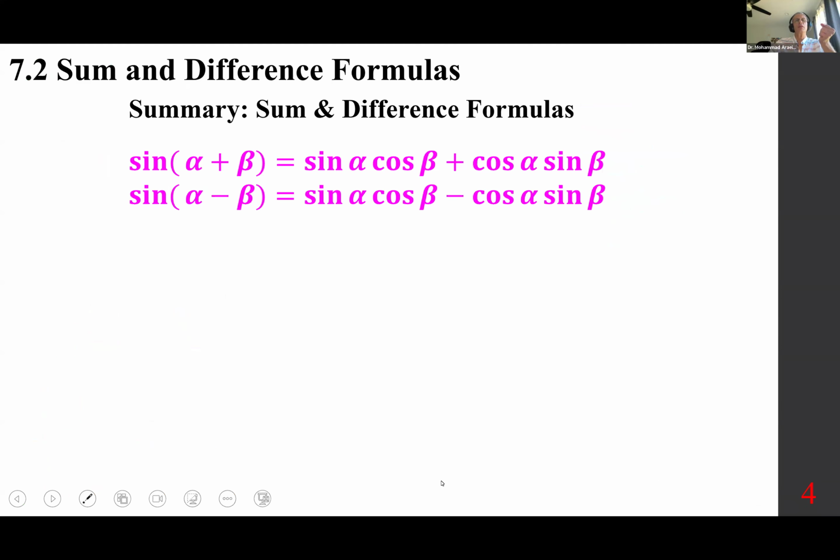Now, here's the summary. Sum and difference formulas. Sine of alpha plus beta is sine alpha cosine beta plus cosine alpha sine beta. And sine of alpha minus beta is sine alpha cosine beta minus cosine alpha sine beta. We have to memorize these formulas.